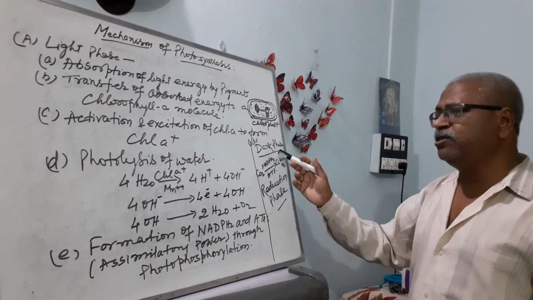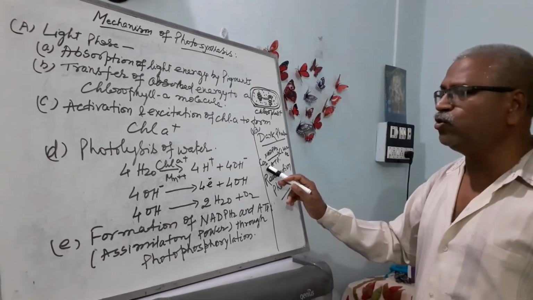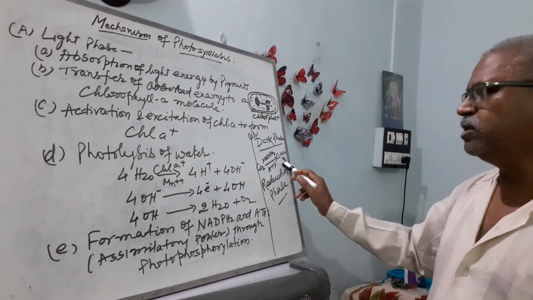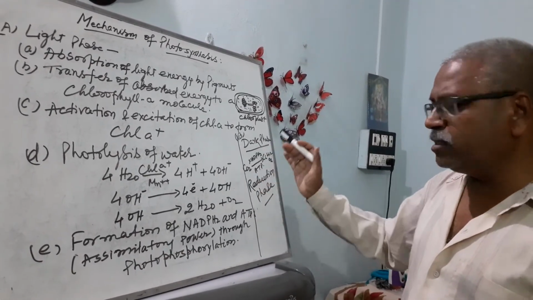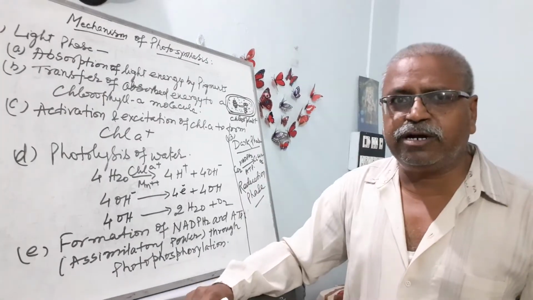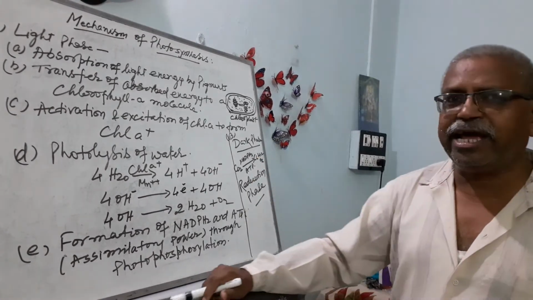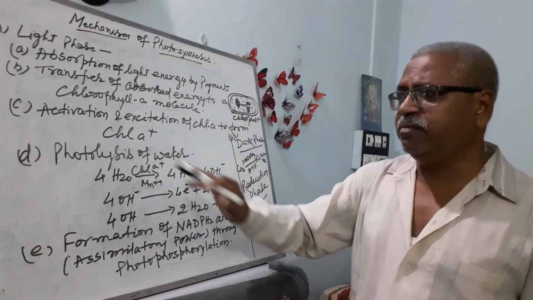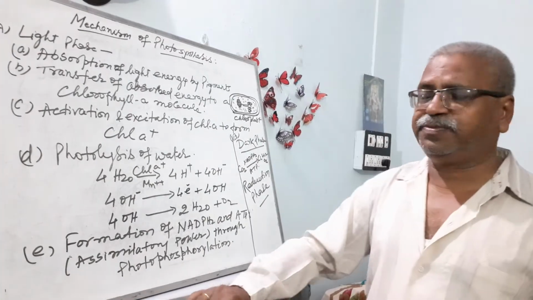Now the second phase, which is known as the dark phase or reduction phase, in this phase CO2 is reduced with the help of NADPH2 and ATP to form glucose molecules. This is also not a single step reaction. The steps of this dark phase were first discovered by Melvin Calvin, and therefore this cycle is also known as Calvin cycle. In this way, these are the different steps of the mechanism of photosynthesis.